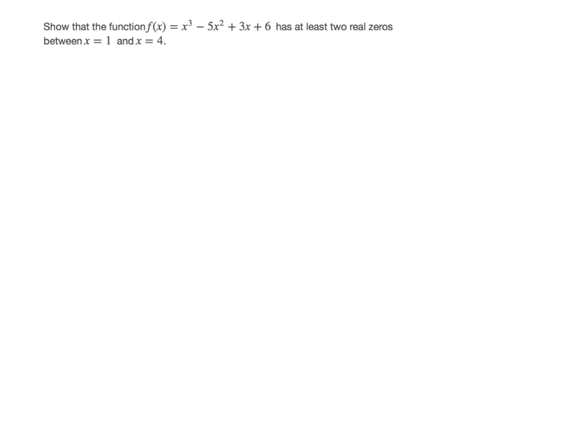Okay, so with this one, it says show at least two real zeros live between an x value of 1 and an x value of 4. Let's go get a picture of this function, so this will make a little more sense to you. So I'm writing it down. f of x is equal to x cubed minus 5x squared plus 3x plus 6.